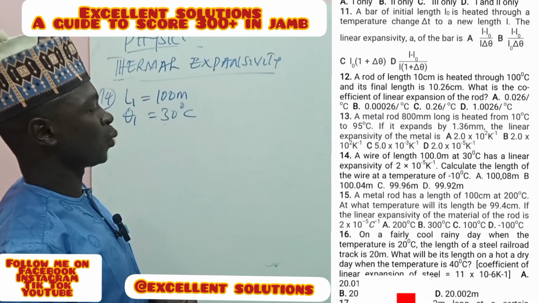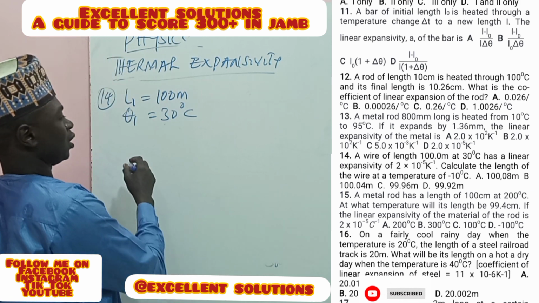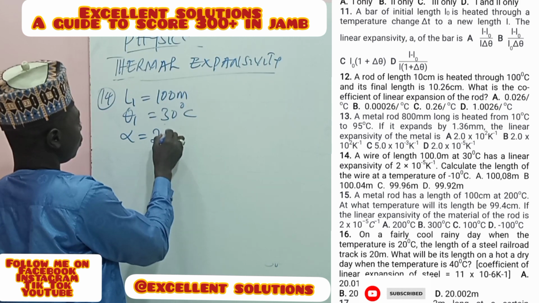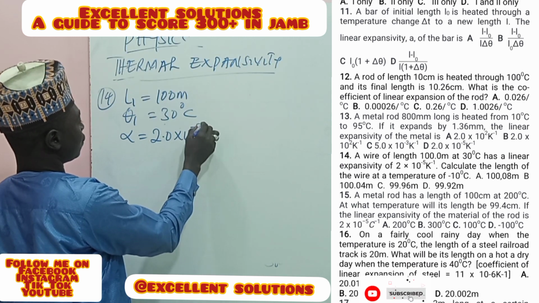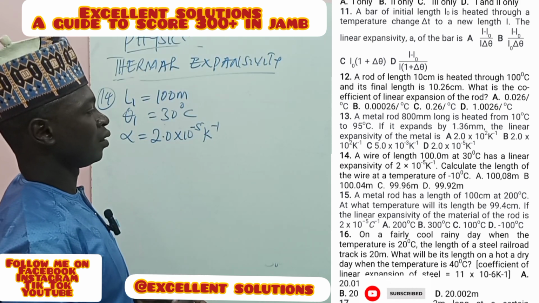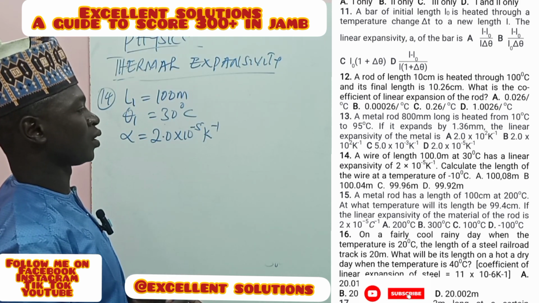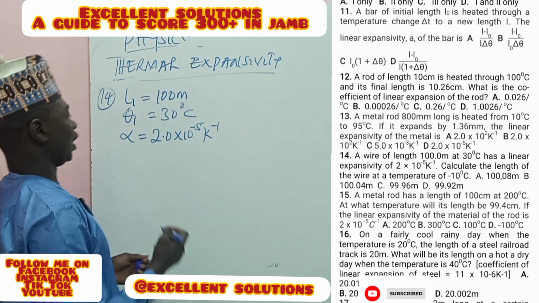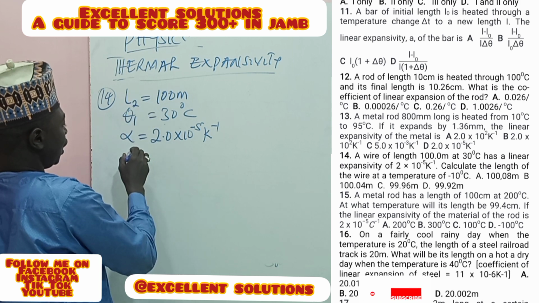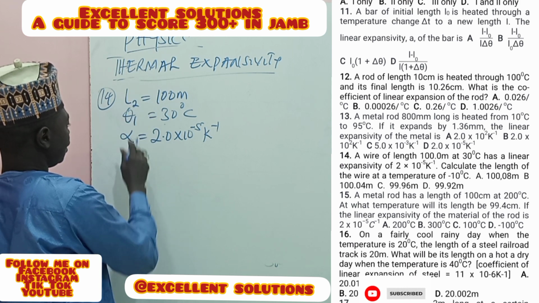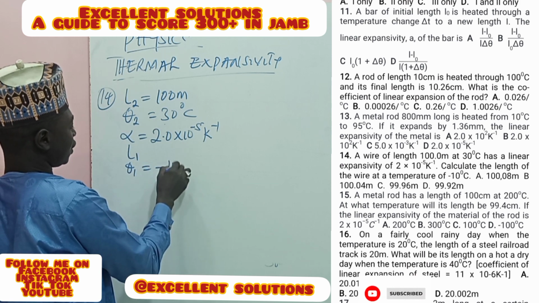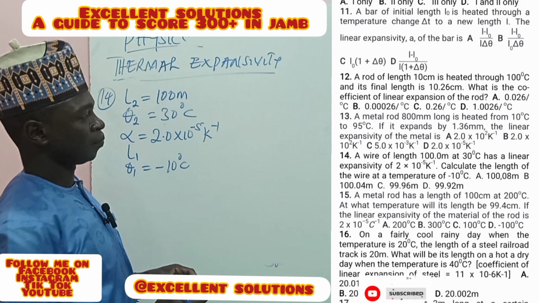Has a linear expansivity of 2 exponential minus 5. So we have alpha equals 2.0 times 10 raised to the power of minus 5 per Kelvin. Calculate the length of the wire at minus 10 degrees Celsius. So we are now calculating, this is our theta 2. We are now looking for L1 at this theta 2, and our theta 1 is equal to minus 10 degrees Celsius.